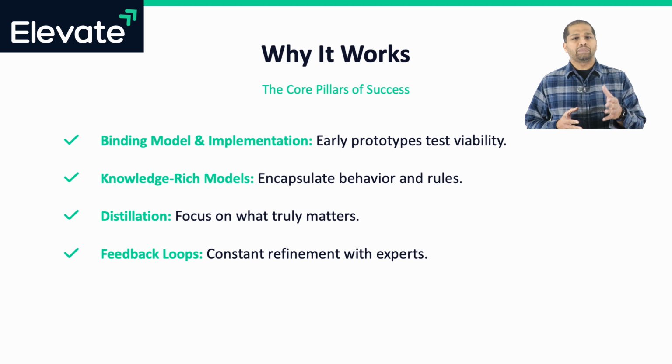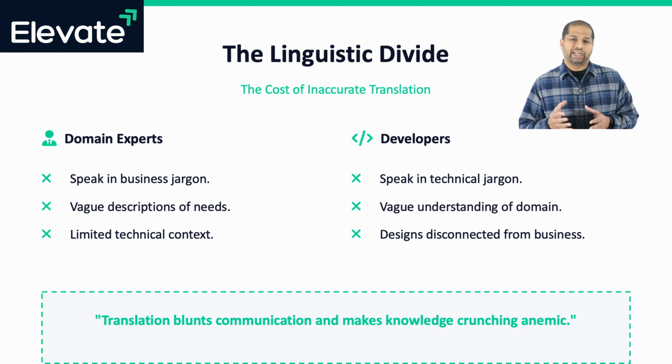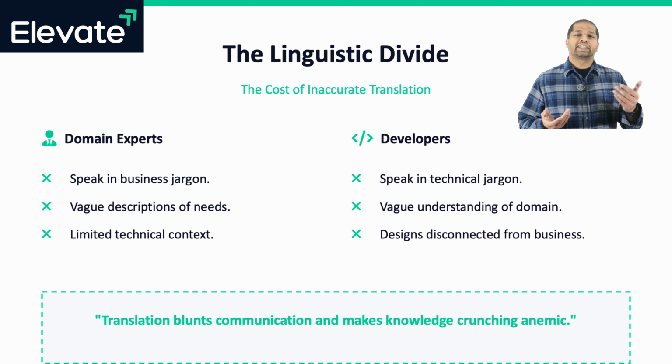However, there's a common problem that can hinder the process. Moving into chapter 2, we address the linguistic divide. On many projects, developers and experts speak different languages. This leads to a constant need for translation, which is slow, expensive, and prone to error.